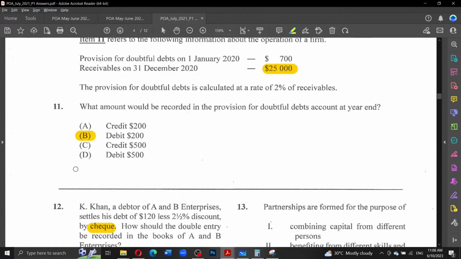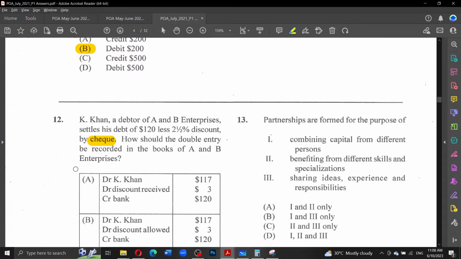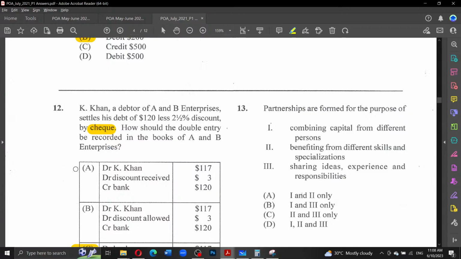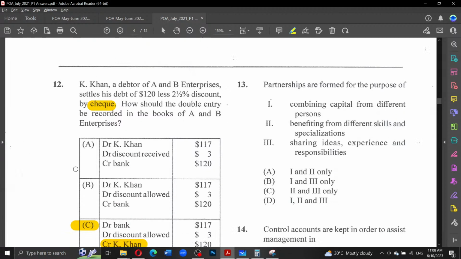It's C. Partnerships are formed for the purpose of combining capital from different persons. Okay, that's true. Benefiting from different skills and specialization. Also true. Sharing ideas, experiences, and responsibility. Also true. So the answer here is going to be D.